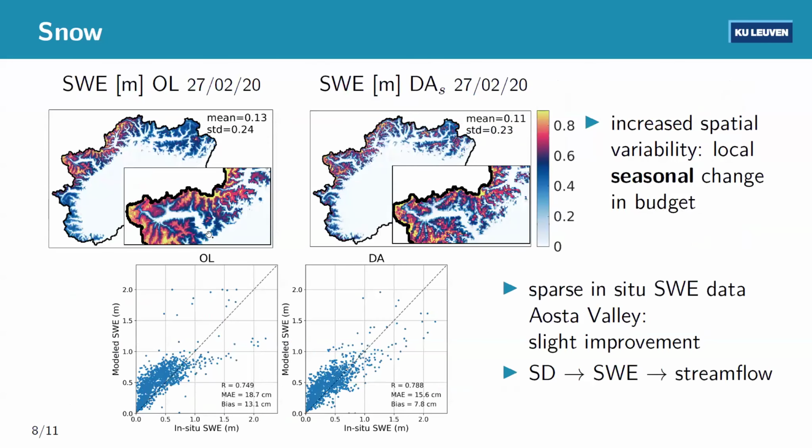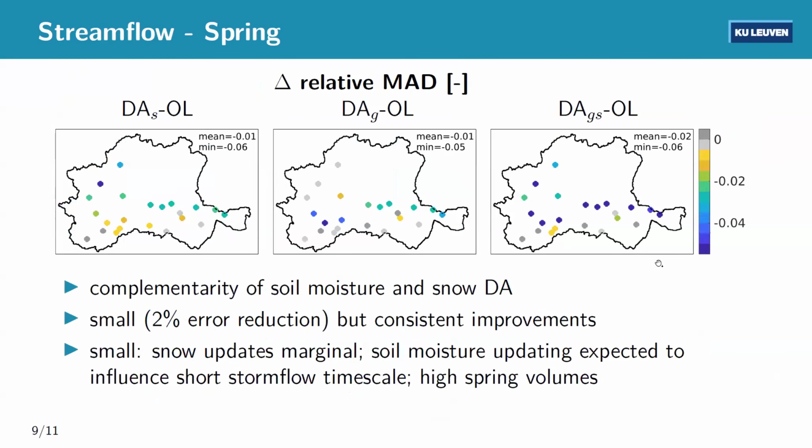Okay. Then we also do snow data assimilation. For the sake of time, I won't go into detail, but the bottom line is we slightly improve SWE. So remember, we assimilate snow depth, we slightly improve SWE. Both snow and soil moisture will affect then our stream flow, and that's what we see here. So in terms of spring stream flow, I'm showing here the difference in relative mean absolute differences between observations and simulations. Of the data assimilation with snow in the open loop on the left, data assimilation of backscatter in the middle, and then the joint backscatter and snow data assimilation on the right.